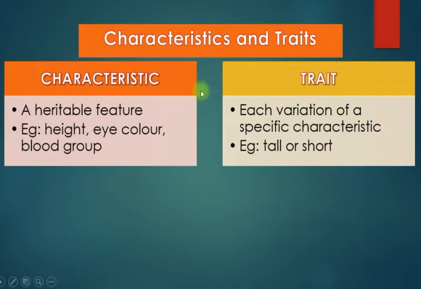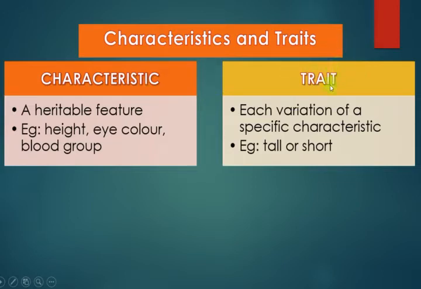Okay, we go to characteristics and traits. What are the characteristics involved in inheritance? Characteristics refer to heritable features. A heritable feature. Ciri-ciri yang boleh diwarisi. For example, height, eye color, blood group. That is referred to as a heritable feature, a characteristic.